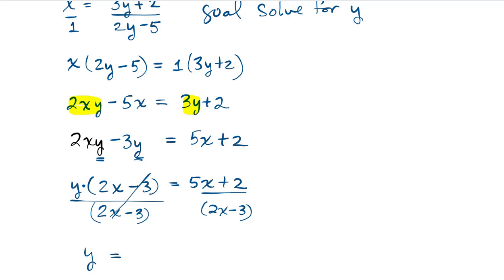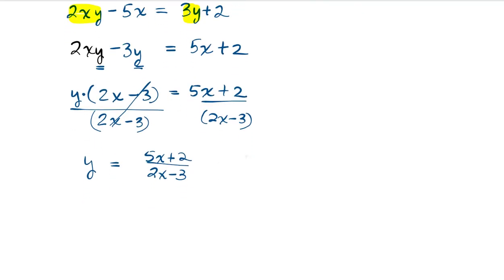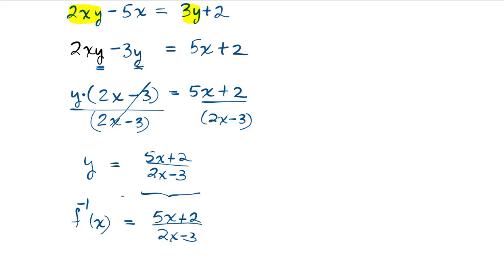And now y by itself is 5x plus 2 all over 2x minus 3, which now gives us an expression in terms of x, and therefore the inverse function f inverse of x can be represented as an expression in terms of x only. And there it is.